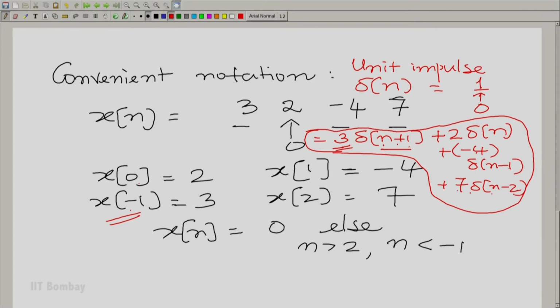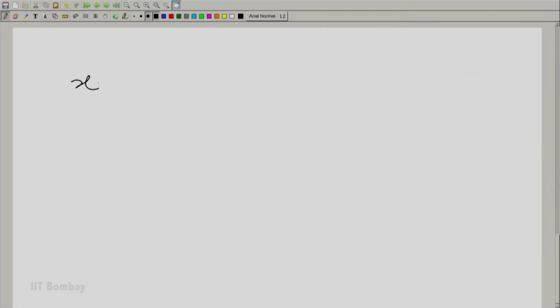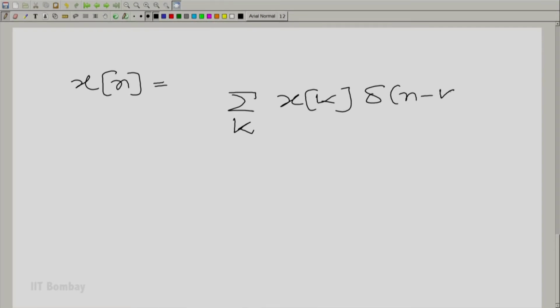So, in general, what formula are we coming up with? We are saying that any x[n] is essentially a sum over all integer k of x[k] times delta[n - k]. And of course, in general k goes from minus to plus infinity. And therefore, now we have a case for linear shift invariant systems.